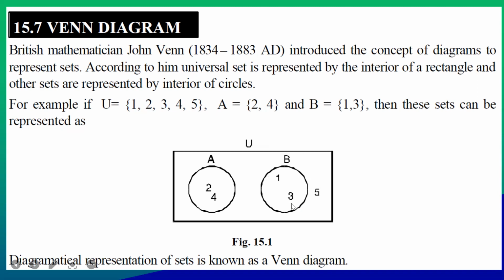So 1 and 3 are elements of B, 2 and 4 are elements of A. But 5 is not in A and B. So it's outside, I mean outside the two circles. Nasa rectangle siya. So diagrammatical representation of sets is known as Venn diagram. So galing siya syempre dahil ang nag-introduce naman niyan ay si John Venn. Kaya sinunod sa kanya Venn diagram.